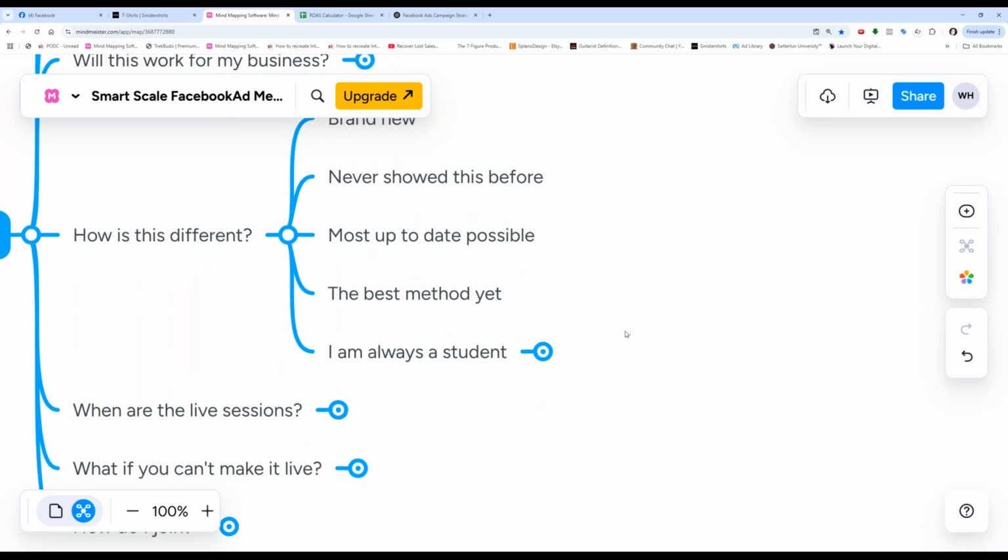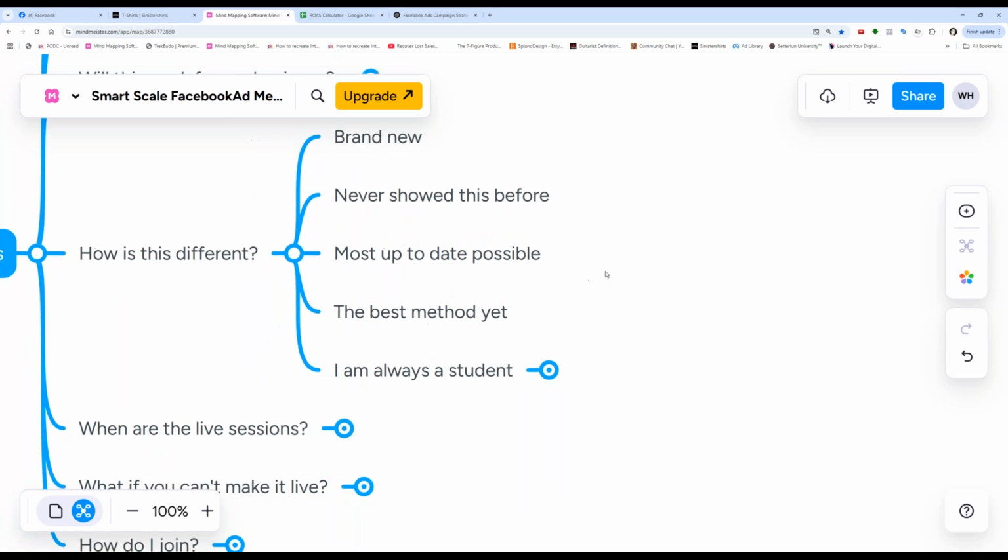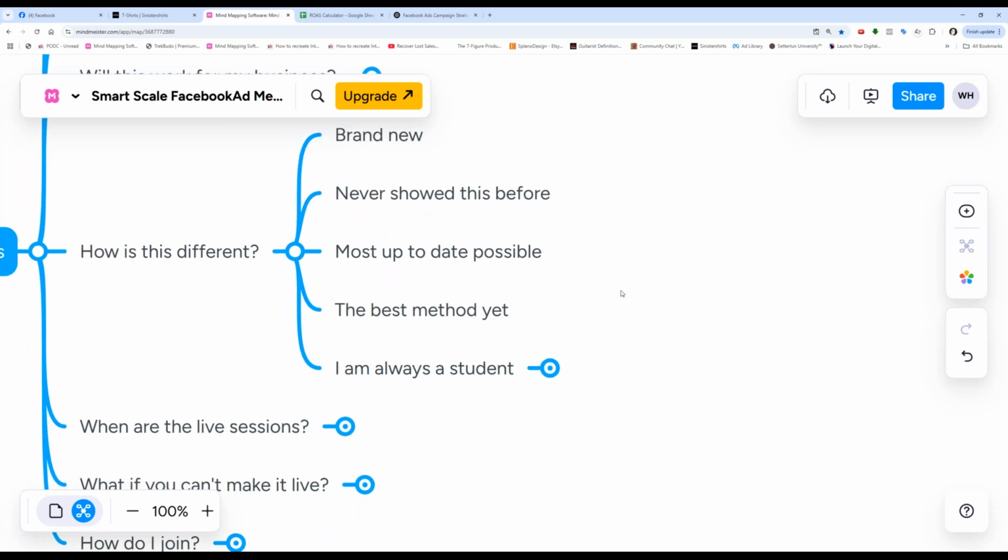Although that Manus AI, if you've heard of that, holy crap, that thing is like an AI agent that can log into websites and do stuff for you. It's amazing. Anyway, I'm always a student.